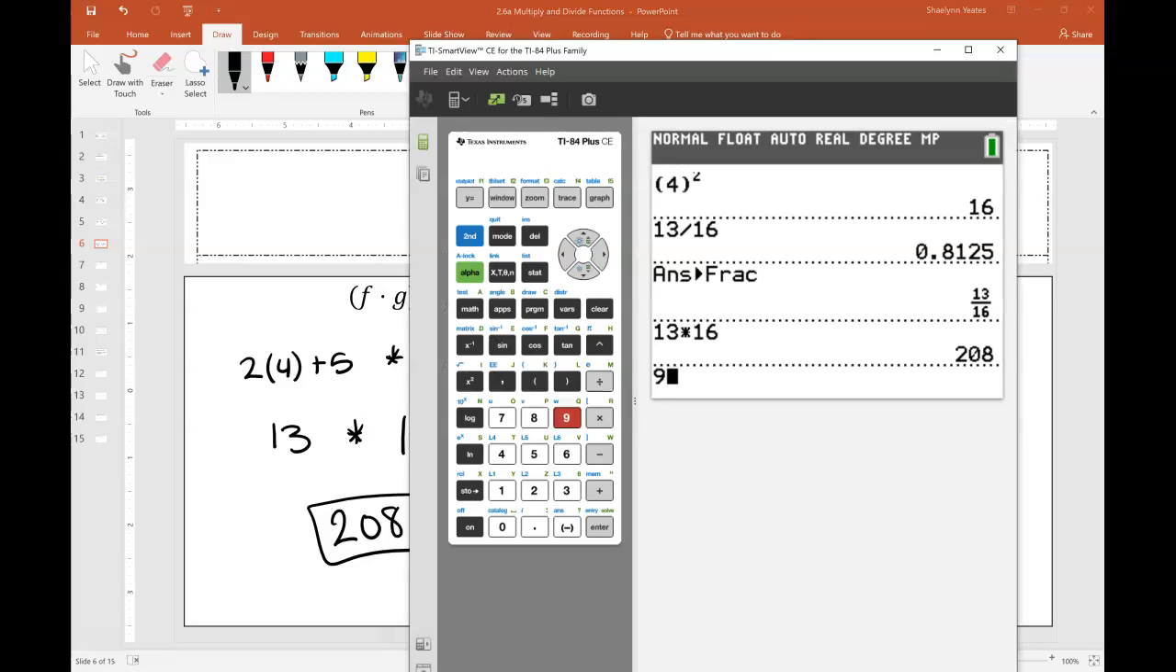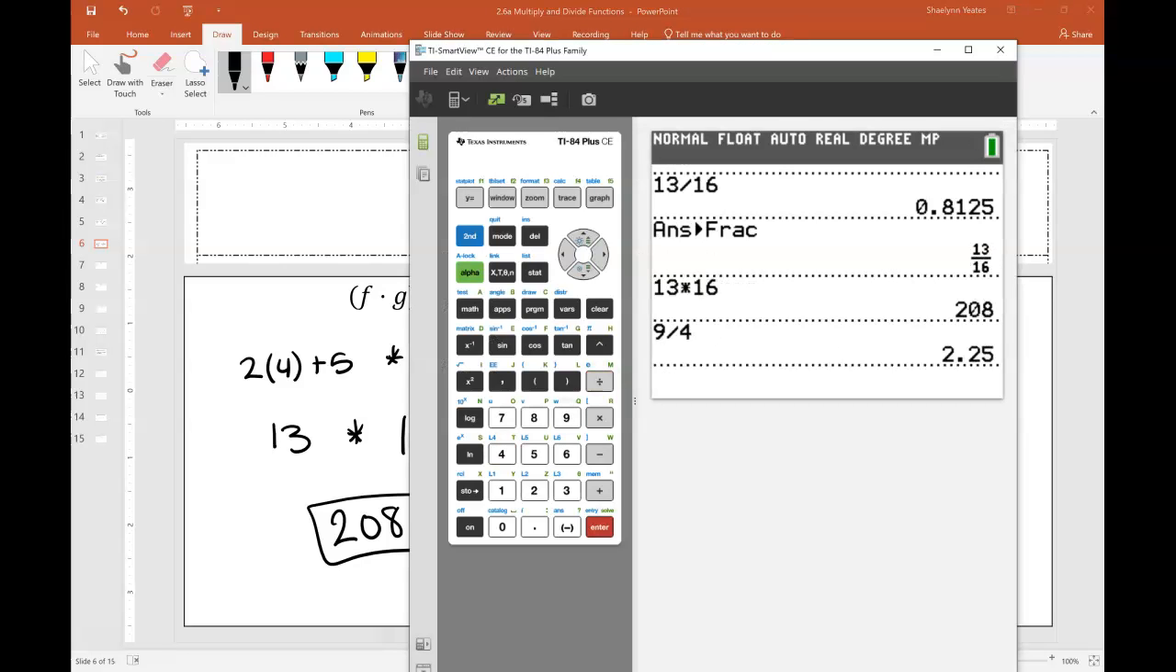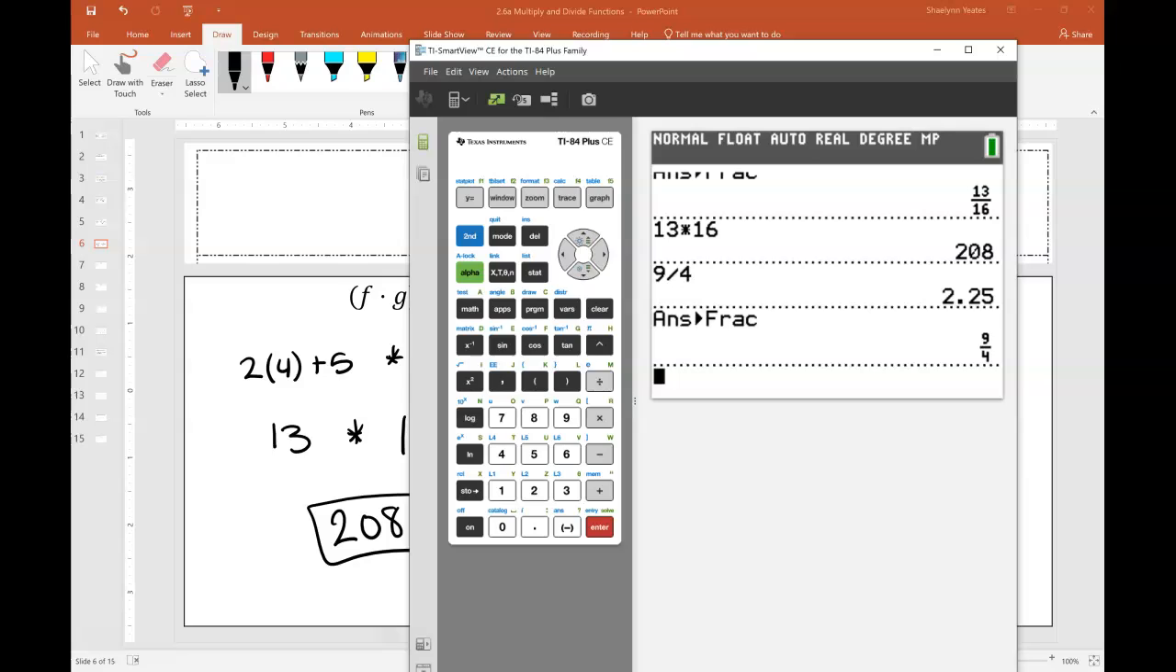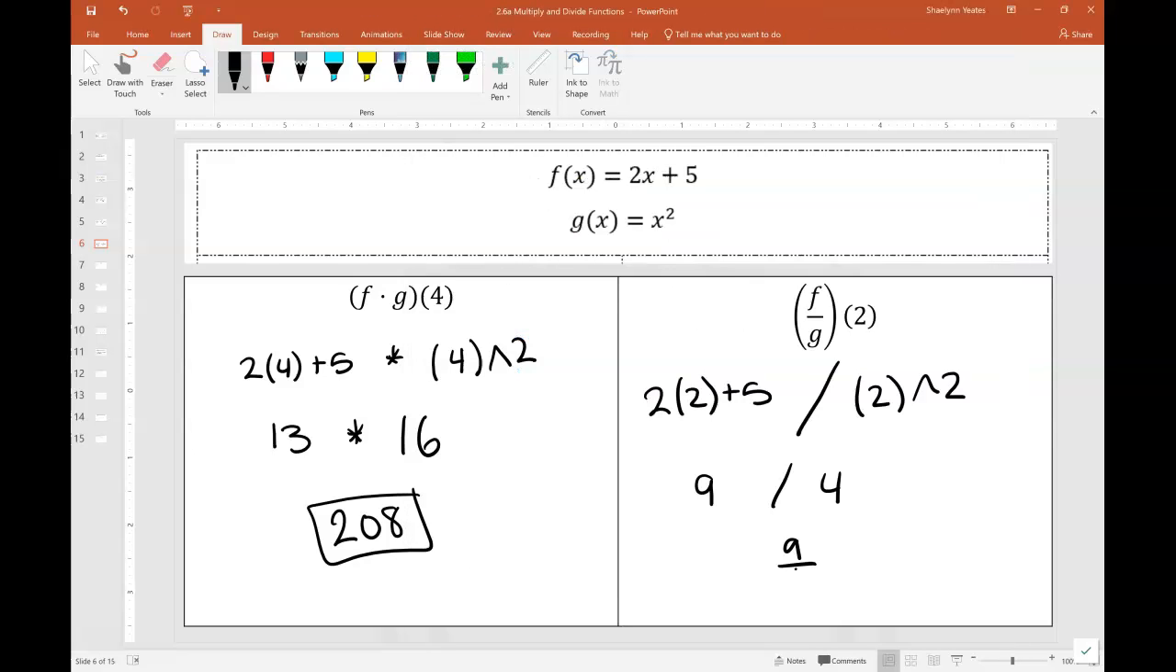So let's use our calculator. 9 divided by 4. I get a decimal, so I'm going to press math and enter twice. And my answer is 9/4.